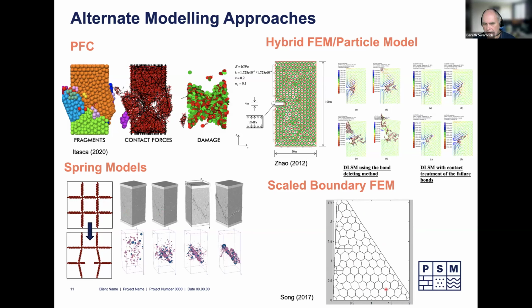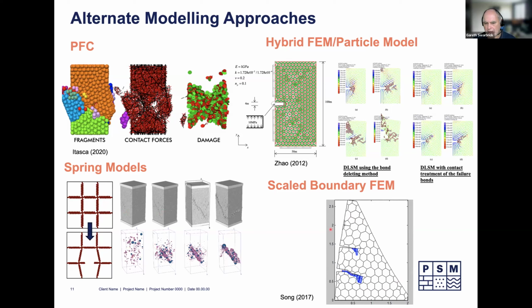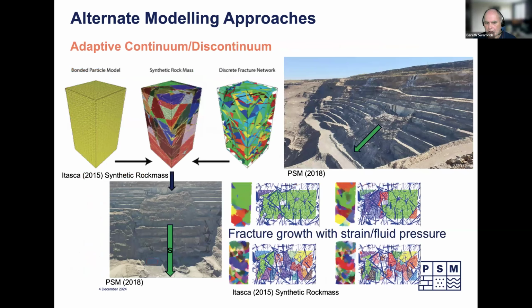And this is another type of method called the scaled boundary finite element method, where again, we're looking at discrete, if you like, or continuum elements that can become discrete elements through stress and strain propagation. The state of the art is normally considered what's called a synthetic rock mass. And this is really where you combine this bonded particle model and your discrete fracture network together and create what is commonly termed the synthetic rock mass.